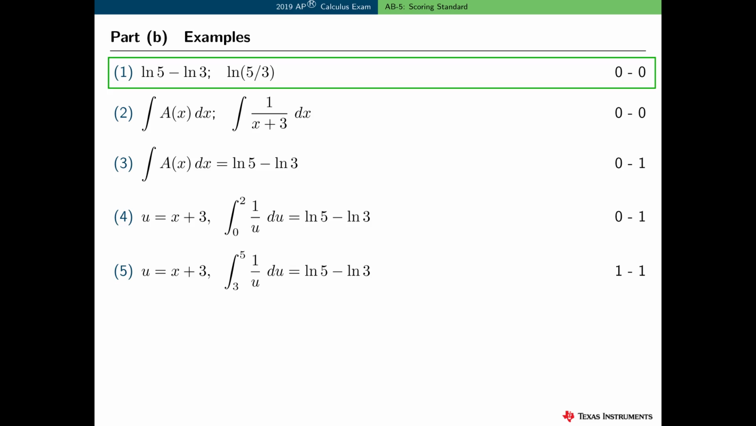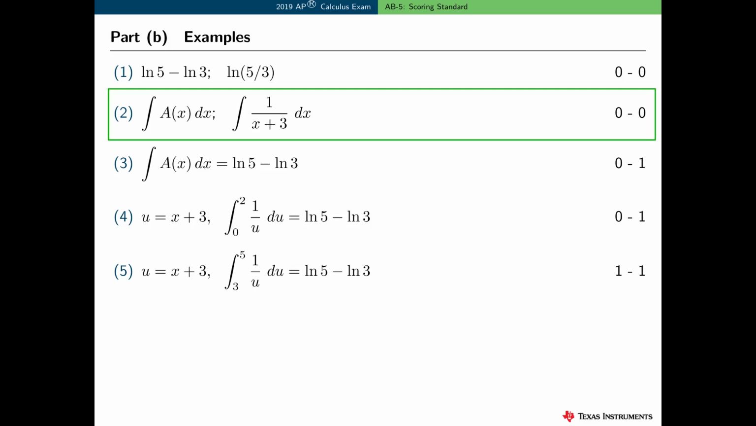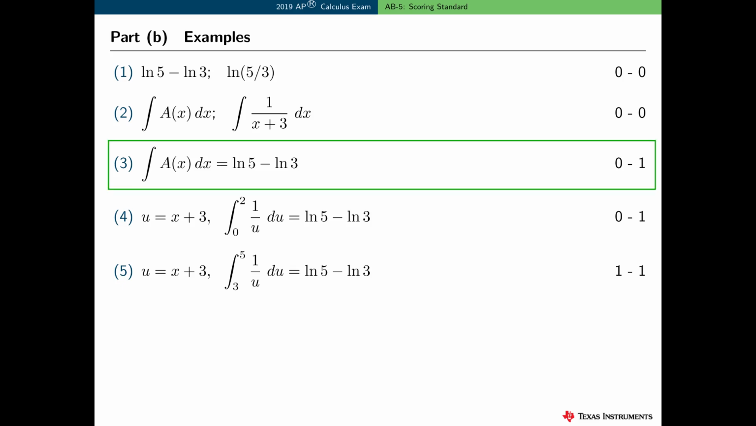Example 1 is a bald answer. If the student simply presents the log of 5 minus the log of 3, or just the log of 5/3, there is no supporting work. This earns 0, 0. In example 2, both of these integrals are missing the bounds, so either of these responses earns 0, 0. In example 3, the integral setup is incomplete, but the student has the correct final answer, so this earns 0, 1.